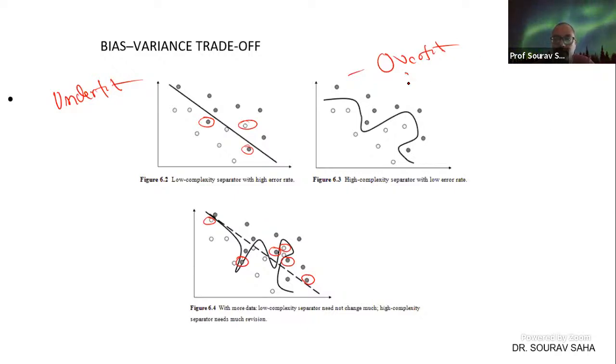Overfit, low bias. It has been able to accommodate all of these, the gray and the white points. It has probably been able to distinguish both of them properly, the gray and the white.